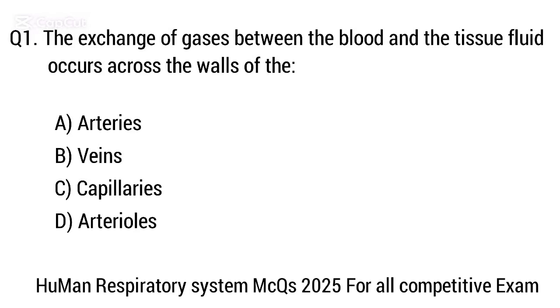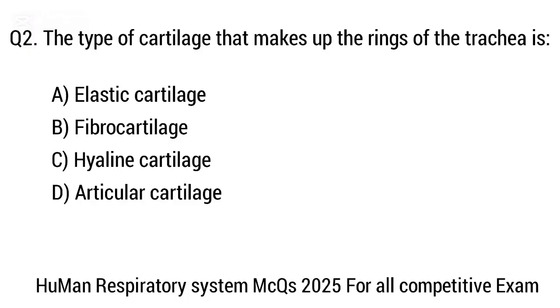Question 1. The exchange of gases between the blood and the tissue fluid occurs across the wall of the... The right answer is option C, capillaries. Question 2. The type of cartilage that makes up the ring of the trachea is... The right answer is option C, hyaline cartilage.